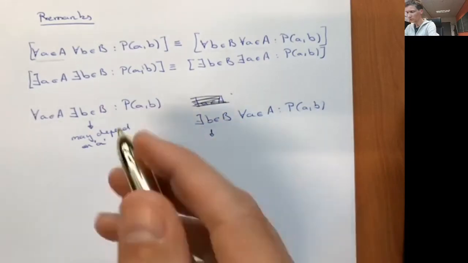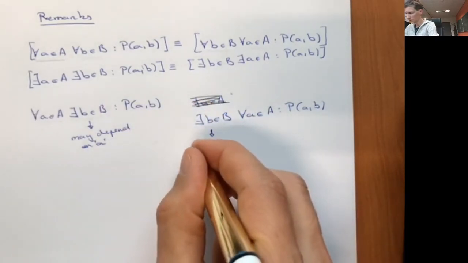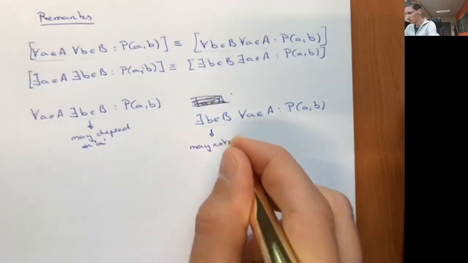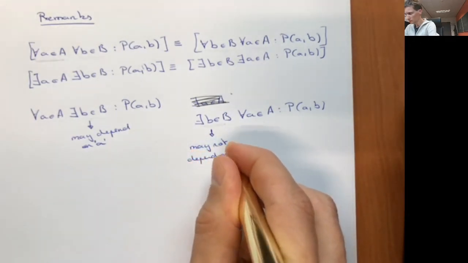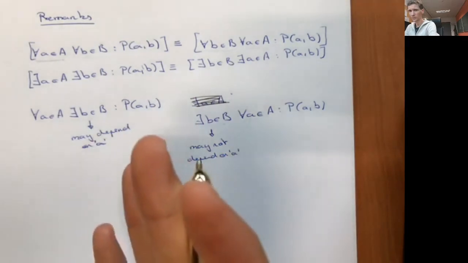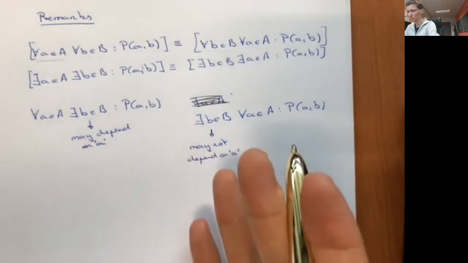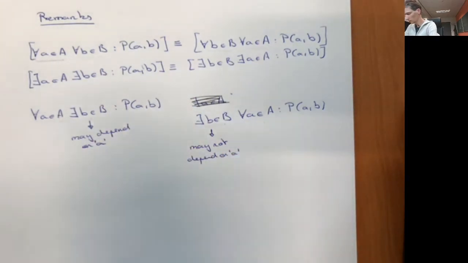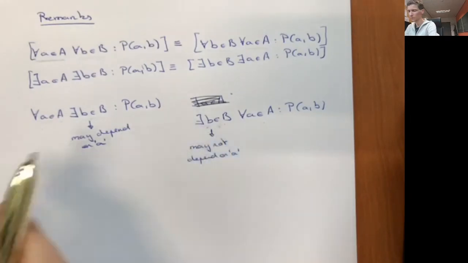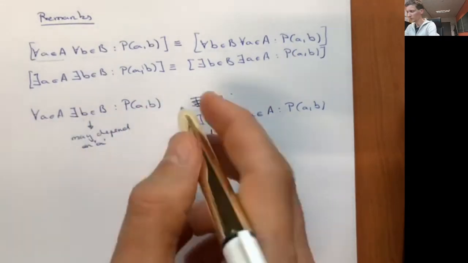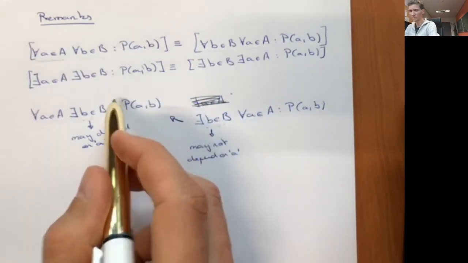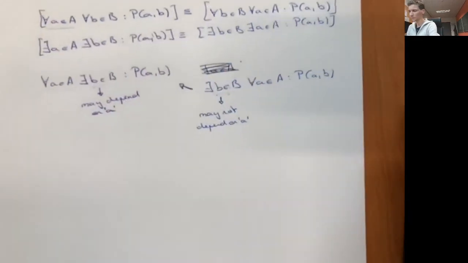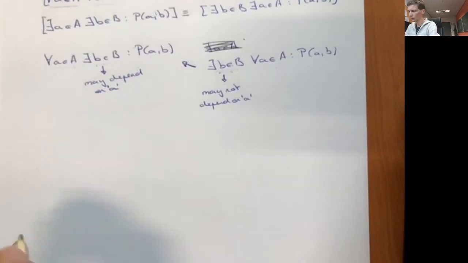In this case you have to take the b first, so this b may not depend on a, right? You have to take the b, and then for this particular b it has to hold for every a. Okay, so it turns out that this is much stronger, right? Because you cannot take the b depending on the a. So we have that this formula implies this formula, but not the other way around. Okay.